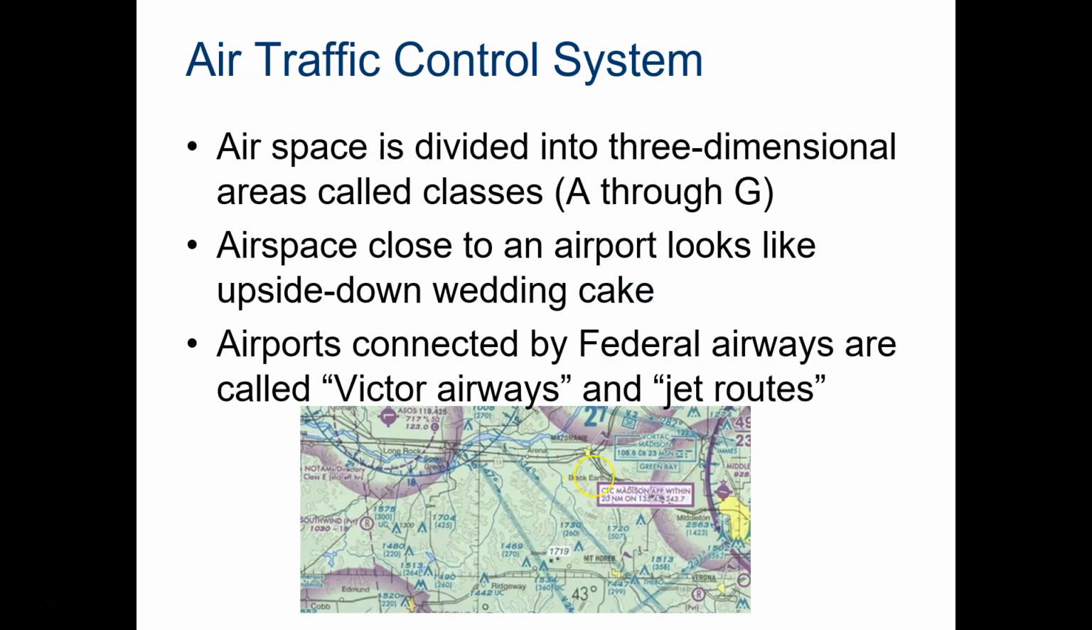This last picture talks about some of the airways or jet routes that I'd mentioned before. These are federal airways noted by these blue lines, typically between VORs, or they don't have to be between VORs, but that's typically what they are.